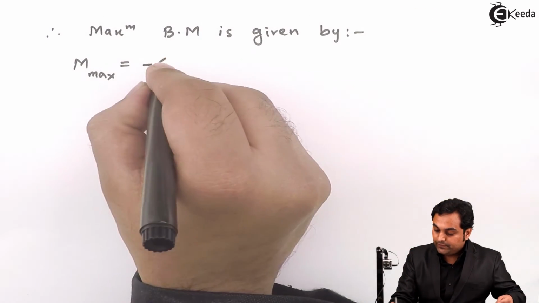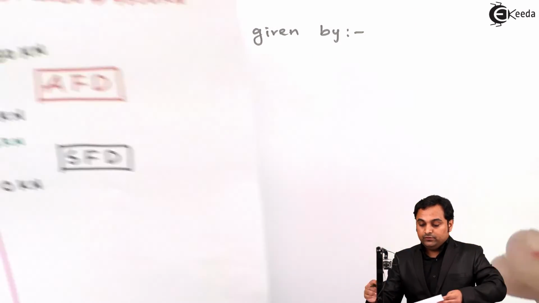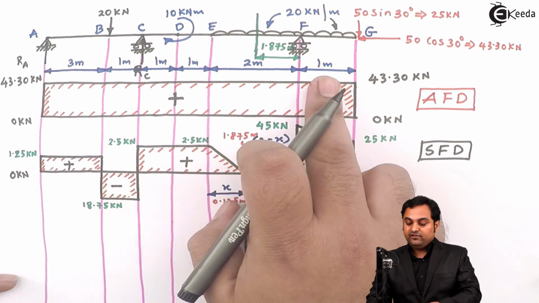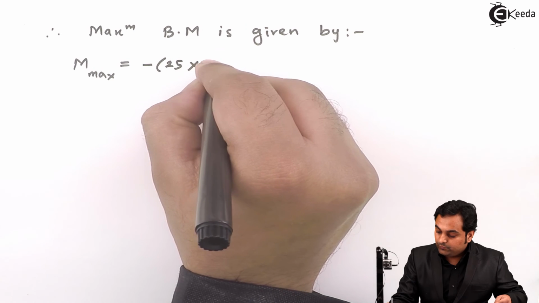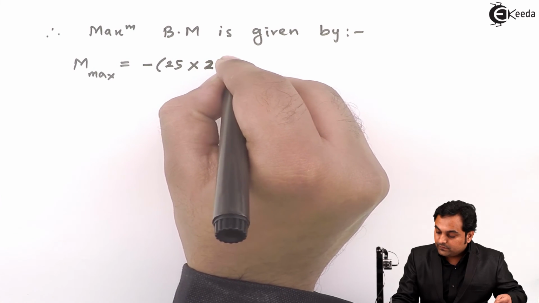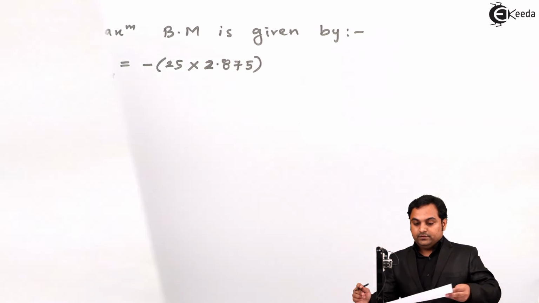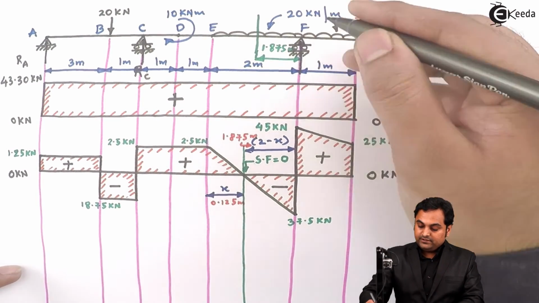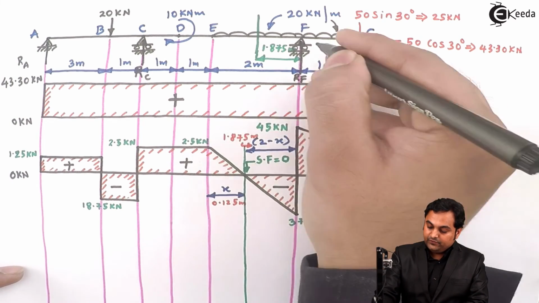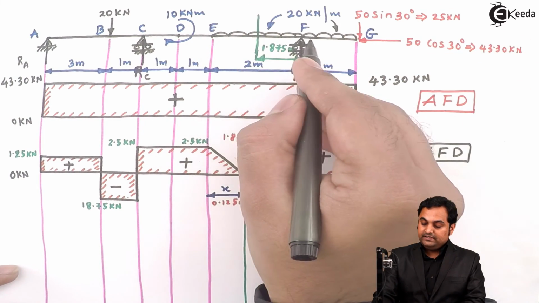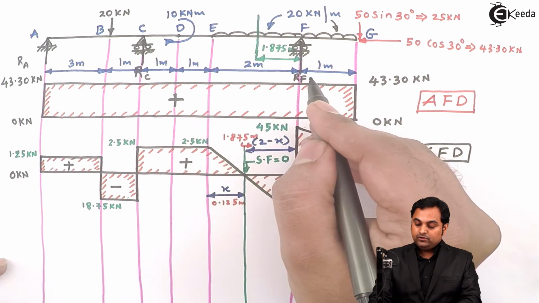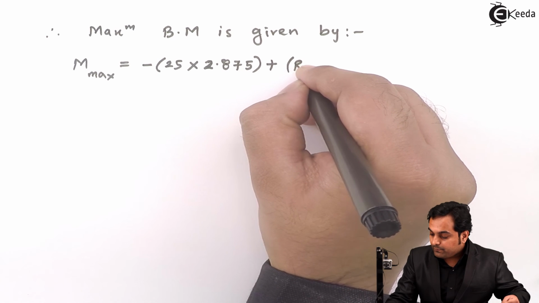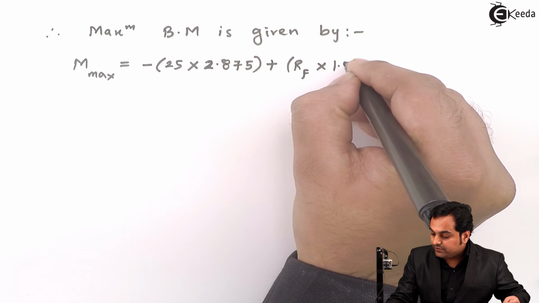which is 25 kilonewton. So 25 into the distance between this section and point G is 1.875 plus 1, that is 2.875. Then here there is also reaction at F, RF, and this RF will be producing anti-clockwise moment. So on the right hand side anti-clockwise is positive, so plus RF into 1.875.